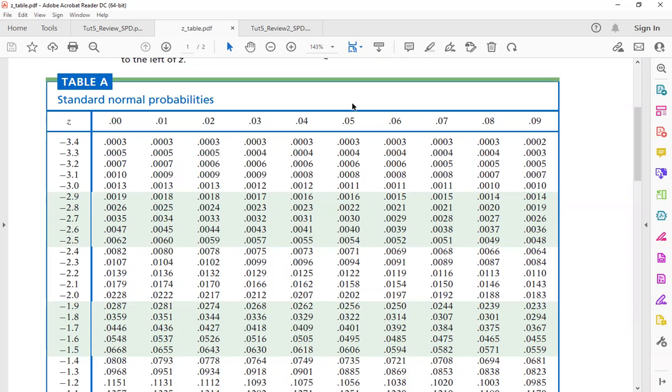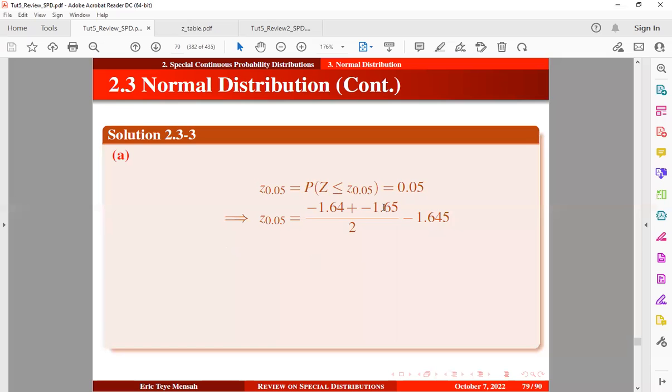Okay, let me try and draw this. So we have this, 0.05. Between this and this, 0.05 is between these two, so we take minus 1.64 and minus 1.65, and take the average of these two to get the corresponding value. Let me erase these two. All right, let's go back to our slide now. Once you take the average of these two, you obtain this result. This should be equal to minus 1.615.